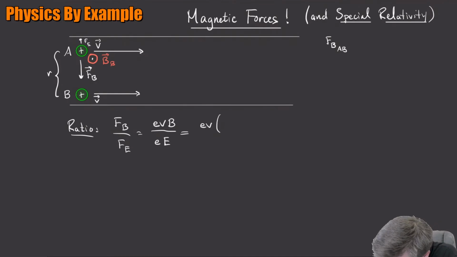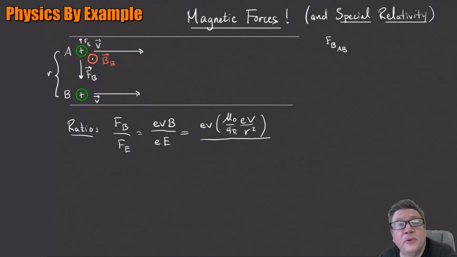It's mu naught over 4 pi. And then this is going to be Q, which is our E, times V over R squared. And there's a cross product there, but again, the cross product is just going to have a 90-degree angle. So there's the magnitude of the magnetic field from the point charge from B at the point of A. And what's the electric field from B?